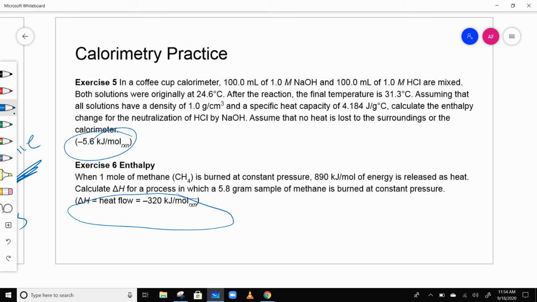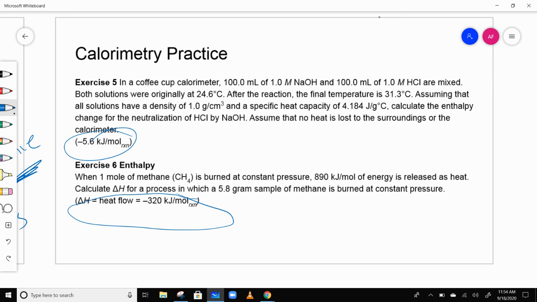In a coffee cup calorimeter, 100 milliliters of 1 molar NaOH and 100 milliliters of 1 molar HCl are mixed. Both solutions were originally at 24 degrees Celsius. After the reaction, the final temperature is 31 degrees Celsius. Assuming the solutions all have the same density and a specific heat capacity of 4.184, calculate the enthalpy change.